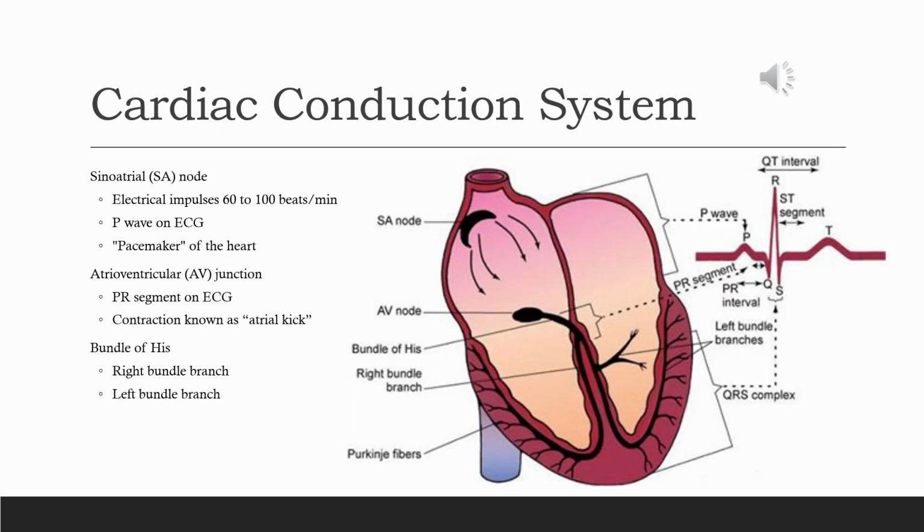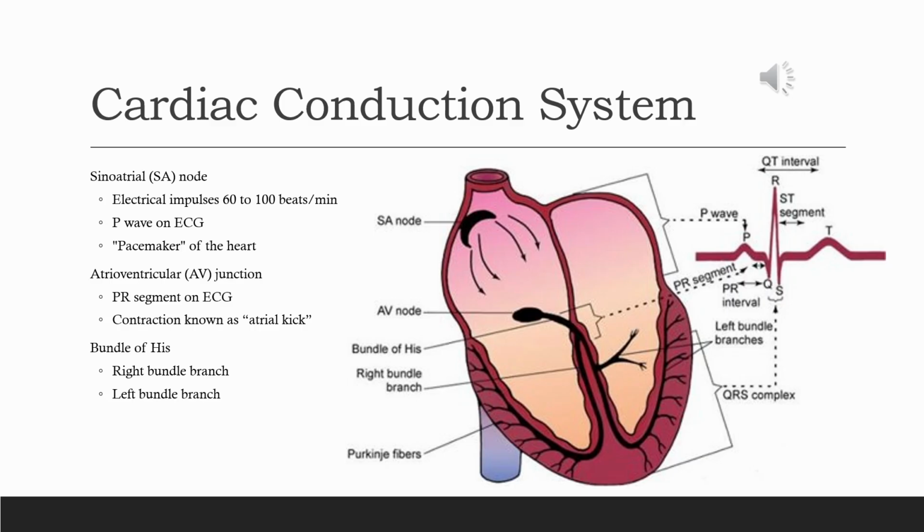So now let's look at the cardiac conduction system, which is responsible for generating and transmitting electrical impulses that control the heart's rhythm and contraction. The conduction pathway starts with the sinoatrial node, or the SA node, known as the heart's natural pacemaker. It's located in the right atrium, and it sets the heart rate between 60 and 100 beats per minute. The SA node initiates the electrical impulse that spreads through the atria, which triggers atrial depolarization or atrial contraction, represented by the P wave on an ECG.